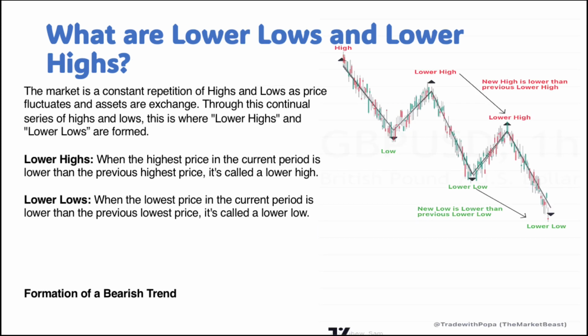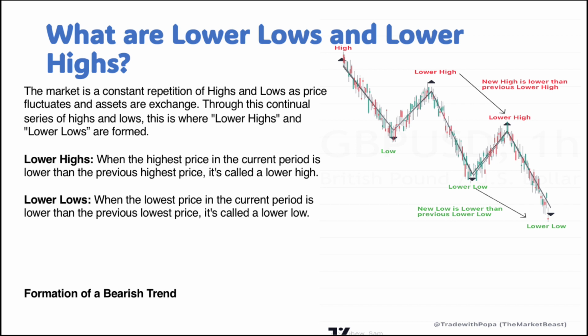Now, what are lower lows and lower highs? This is the exact opposite of what we just spoke about. This is the formation of a bearish trend. As you know, the market is a constant repetition of highs and lows as price fluctuates and assets exchange. Through this continual series of highs and lows, lower highs and lower lows will be formed.